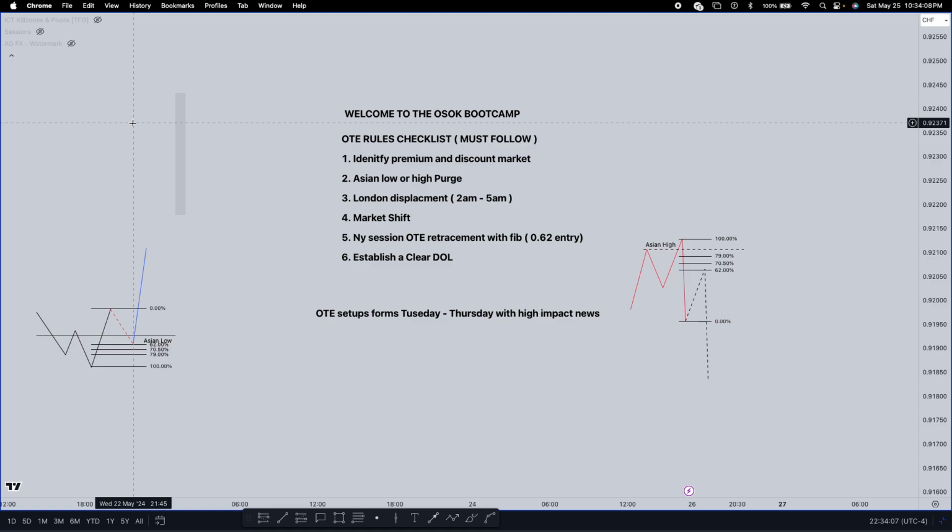So like I say, third rule is going to be London displacement, 2 a.m. through 5 a.m.